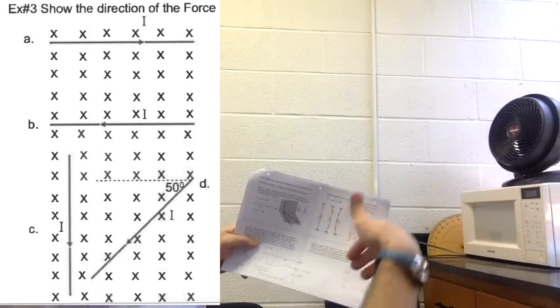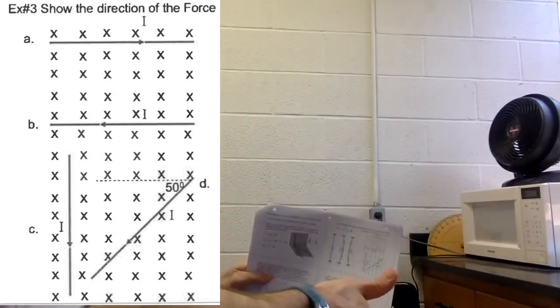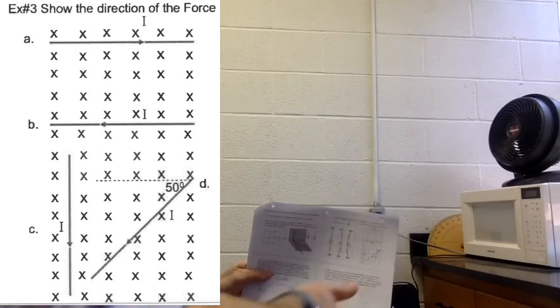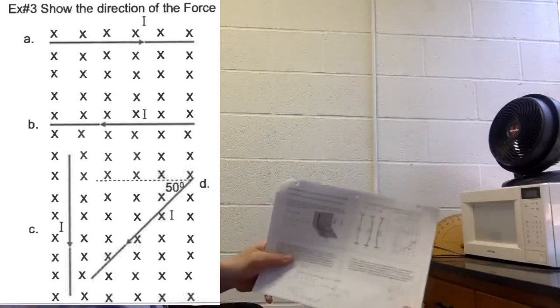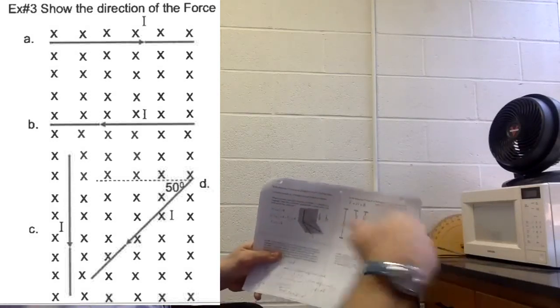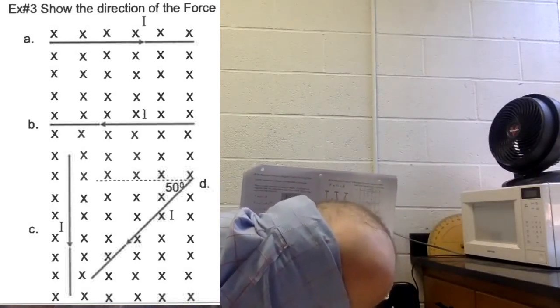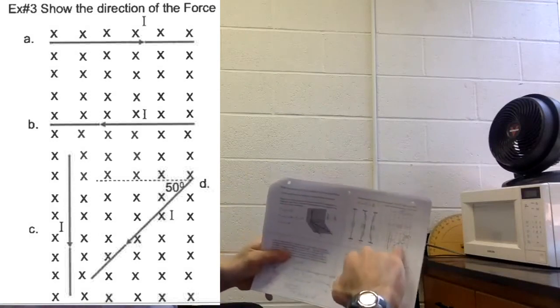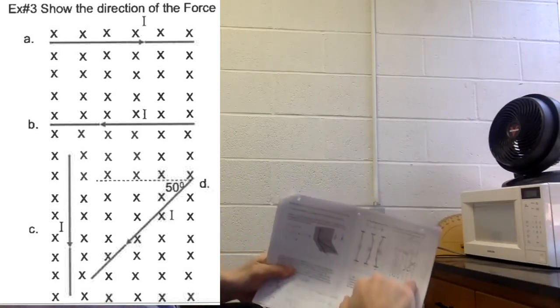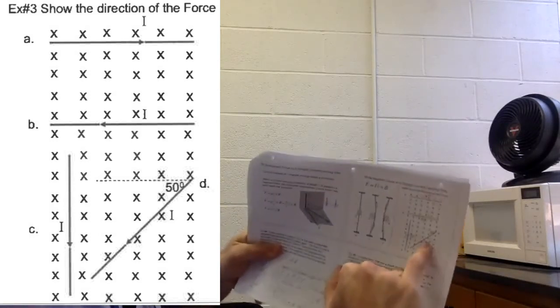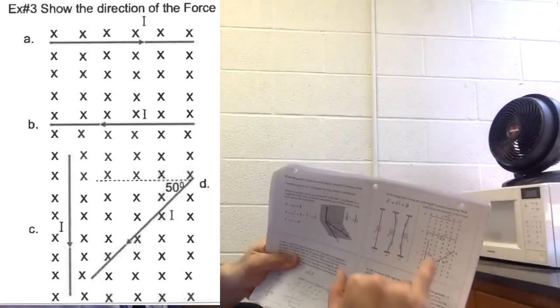For C, the current is down and the magnetic field is into the page, so we curl into the page, and that produces a force to the right. And for D, it's coming down, and the magnetic field is into the page, that produces a force perpendicular to the wire. Okay, so pointing at a 90-degree angle down, away from the wire to the right.